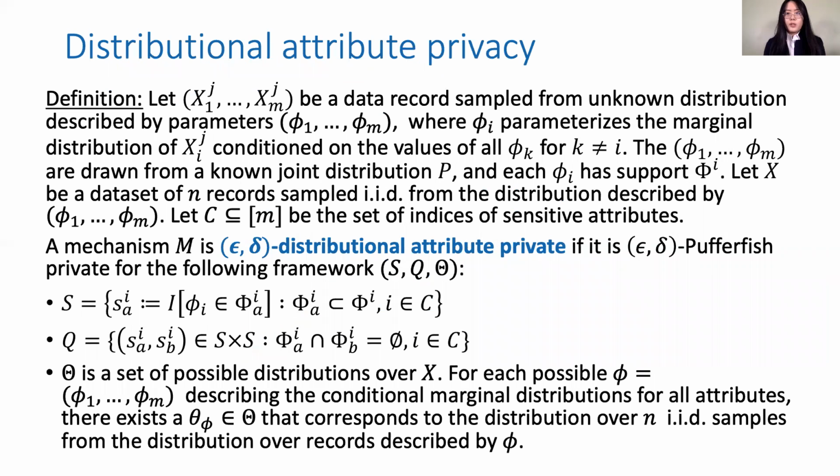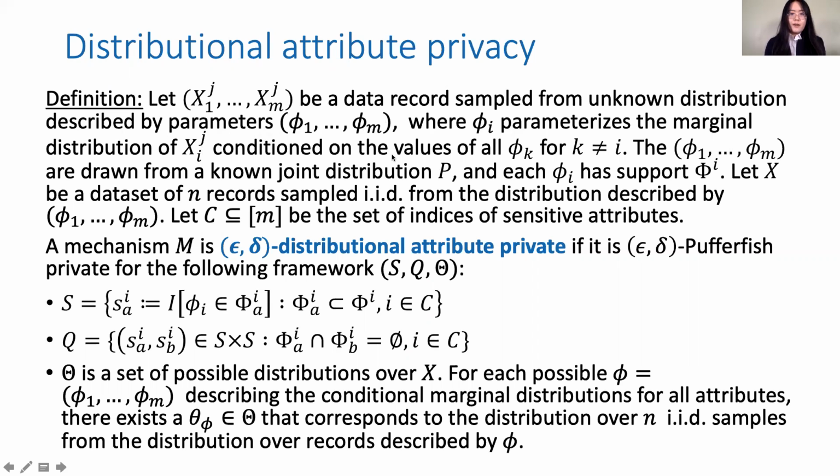And this slide is our notion for distributional attribute privacy. Okay, this slide is even worse than the previous one, but again, they're all important. So start with the data model again. We assume each data record is sampled from an unknown distribution described by parameters phi_i, where phi_i parameterizes the marginal distribution of x_ij conditioned on the value of all other phi_k fixed.